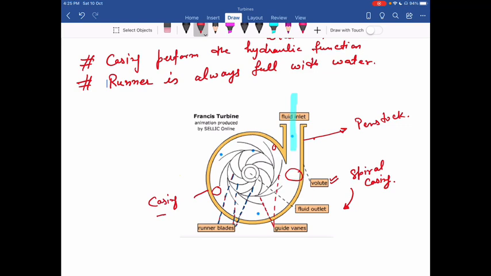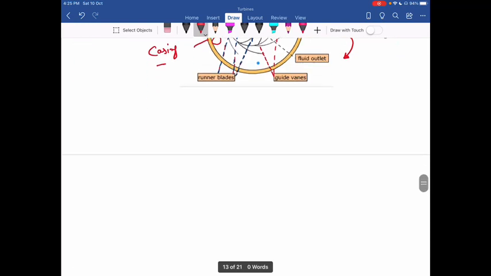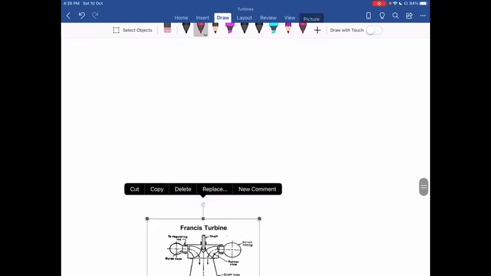So in this case you can see the water enters the casing through the penstock, then it first goes to the guide vanes, and then it goes to the runner vanes. After the runner vanes or runner blades, it goes to the outlet. At the outlet of the turbine, we have the draft tube. Now these all components you can see again in this diagram. I have one more diagram.